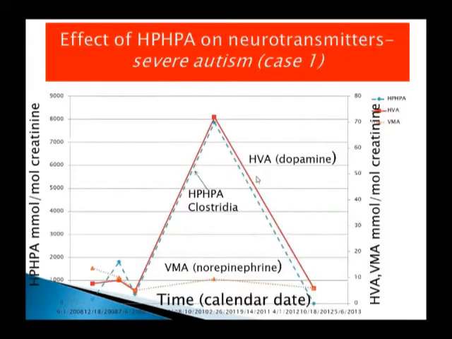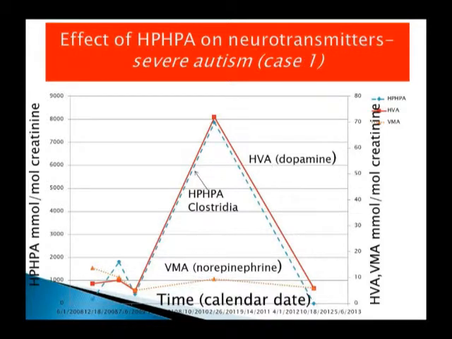And what commonly happens with individuals on the spectrum is that when their dopamine levels go up in association with Clostridia, they often become aggressive, self-injurious, and sometimes show a lot of erratic behavior. Now, this is just one particular case looking at HPHPA associated with Clostridia in relationship to the dopamine chemical called HPA. So what happens is dopamine eventually is broken down into HPA, and that's what's being measured in the organic acids test from Great Plains.